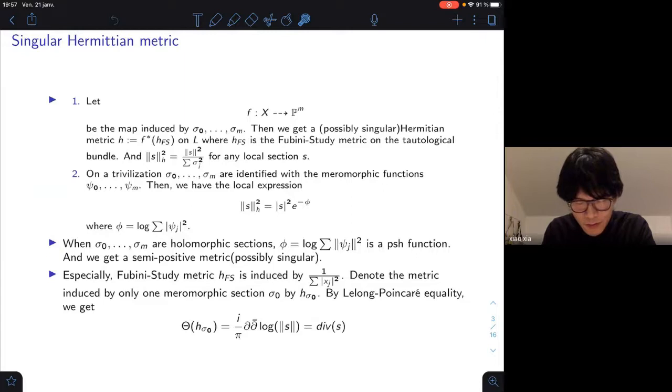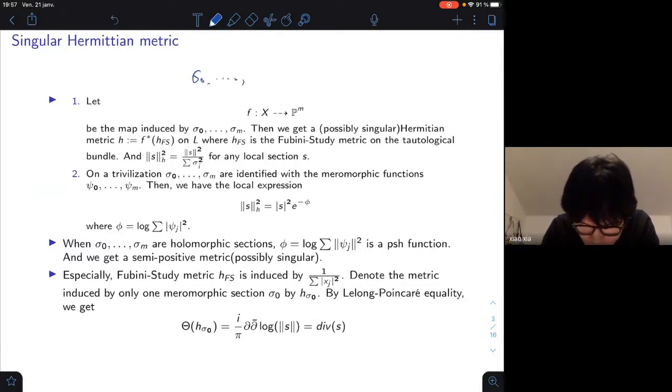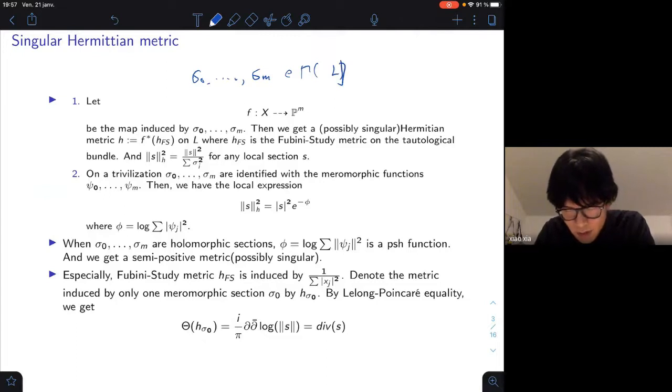And when you have rational sections sigma 0 until sigma m, they are global sections of the line bundle L. And those will give you a rational map F from X to P^m. The pullback of the Fubini-Study metric along F will give you a singular metric, because as you can see, this map may not be defined globally, so it will give you some singularity.